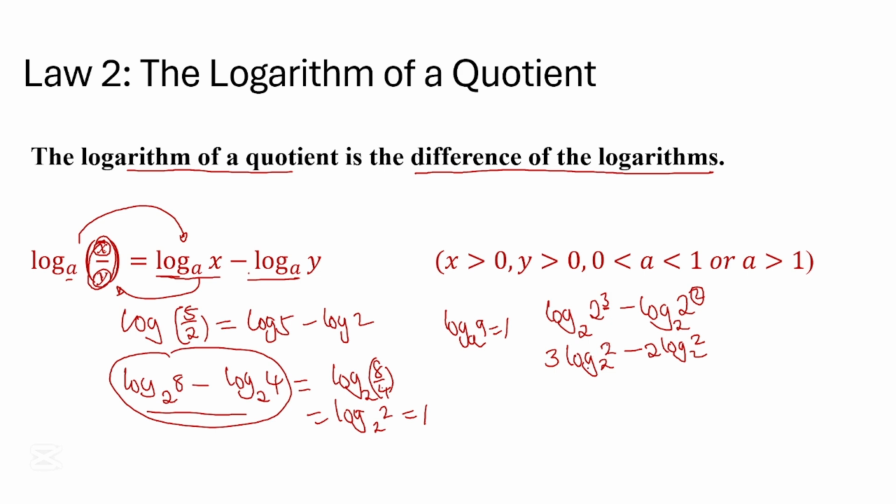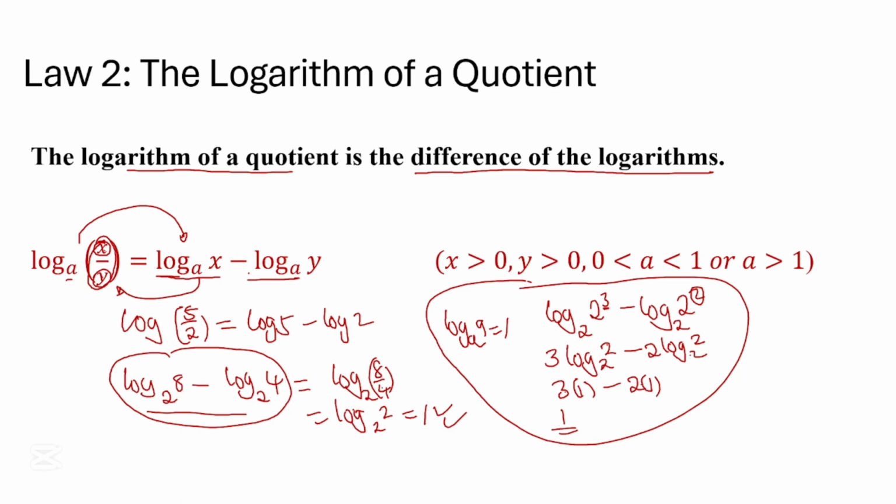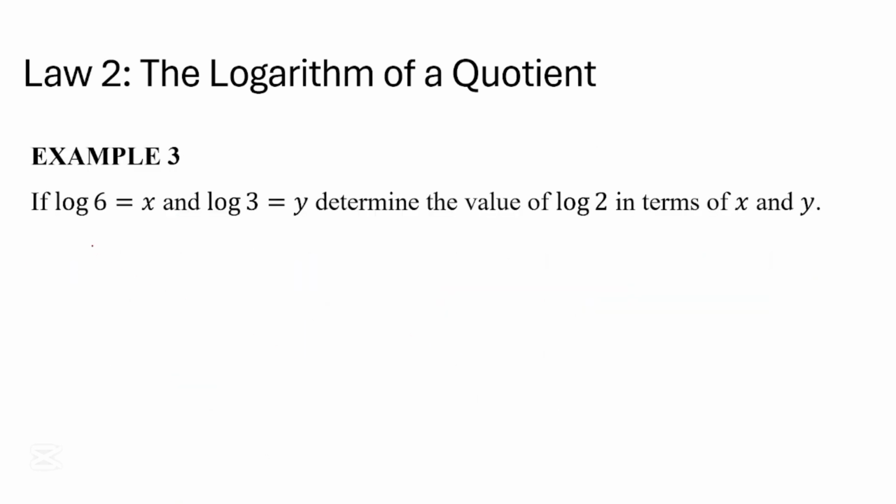Right, log 2 to base 2 is 1, so it's like 3 times 1 here, minus log 2 to base 2 is also 1. You see that? And then we just have 3 minus 2, which is 1. We're getting the same answer as this. But we're going to deal with this concept in the next tutorial. Let's look at this example.